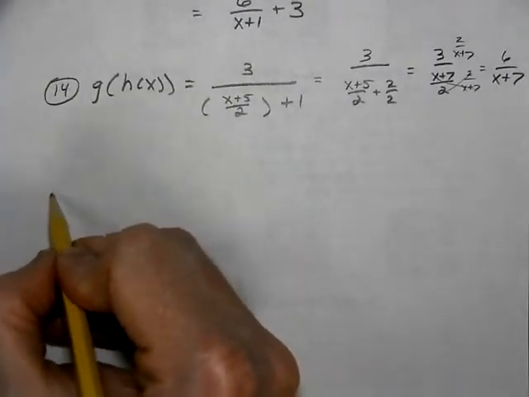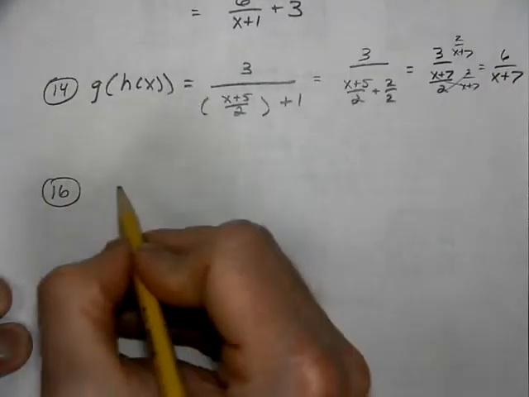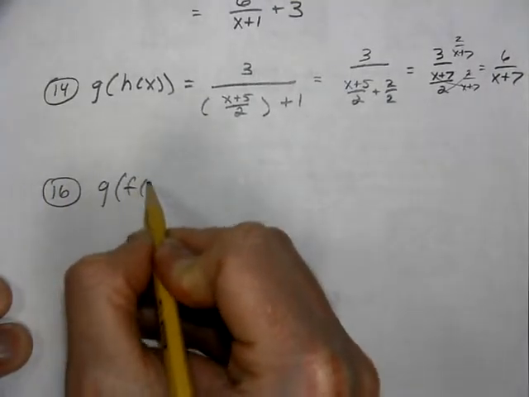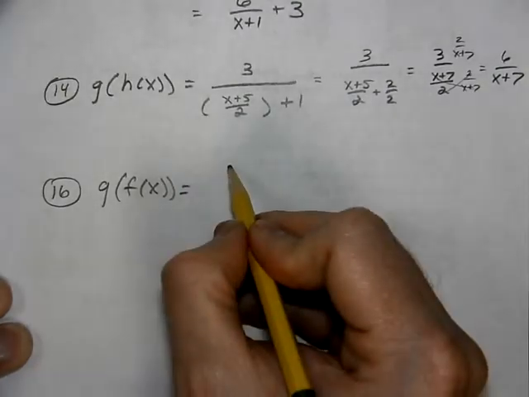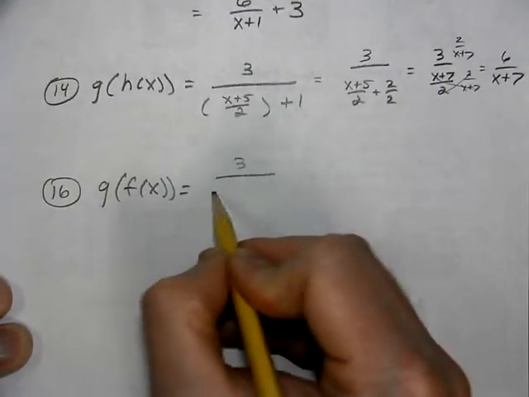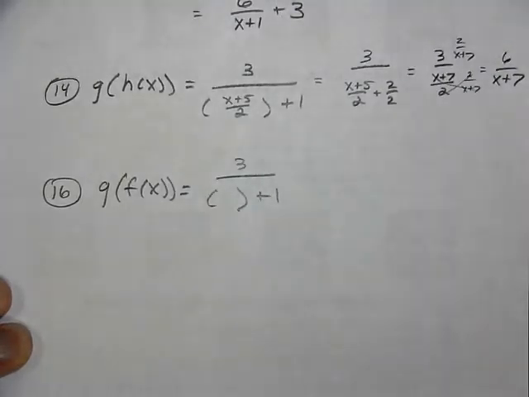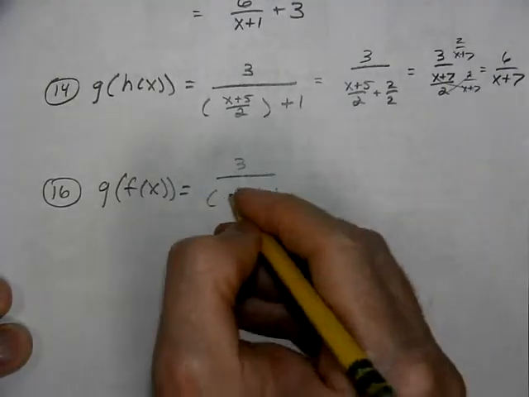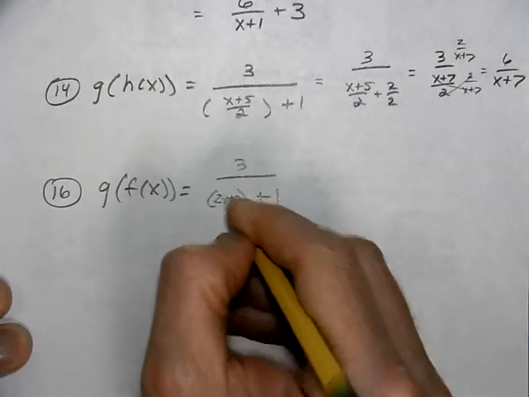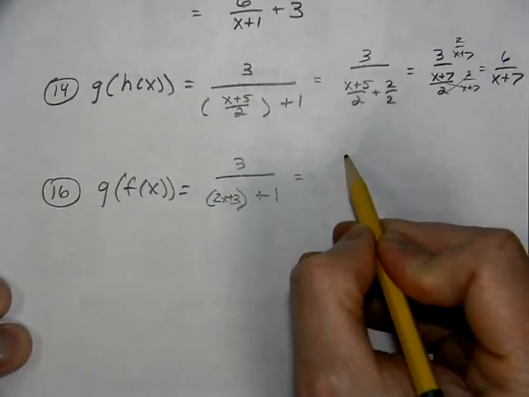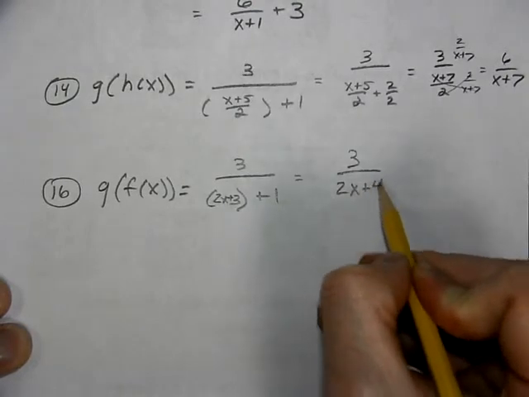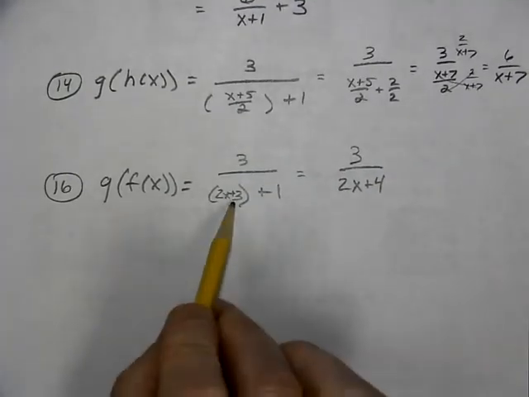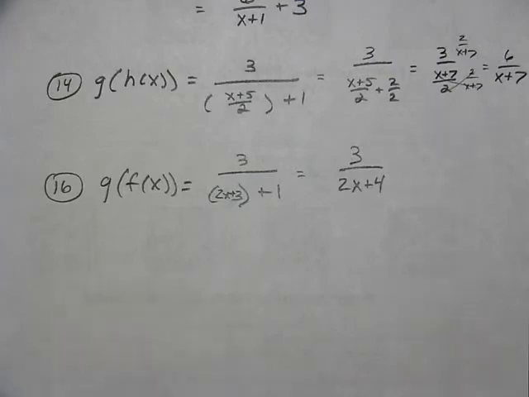And then our last one, number 16. G of f of x. The g function, again, is 3 times something plus 1. The f function is 2x plus 3. 2x plus 4, because 3 plus 1 is 4. And we're good. There's nothing we can reduce.